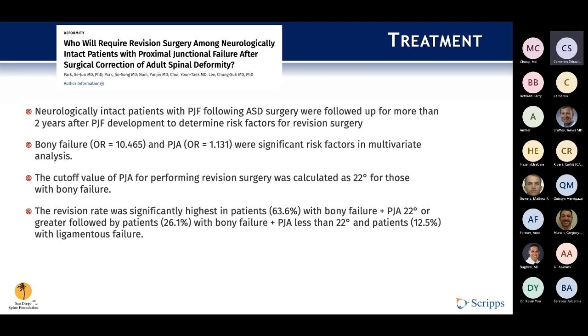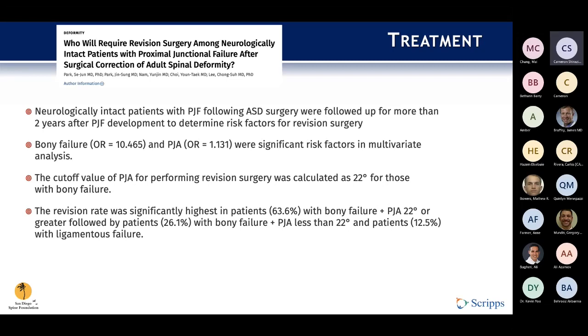But these are for neurologically intact patients, and so these were patients with PJF following surgery for adult spinal deformity, and they were followed for more than 2 years after they developed their PJF to determine the risk factors for revision. Bony failure was the most significant risk factor based on their multivariate analysis. And then the proximal junctional angle was the second major risk factor, although bony failure was the biggest one that would push them towards surgery.